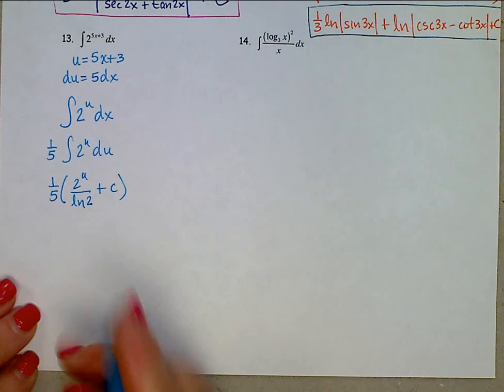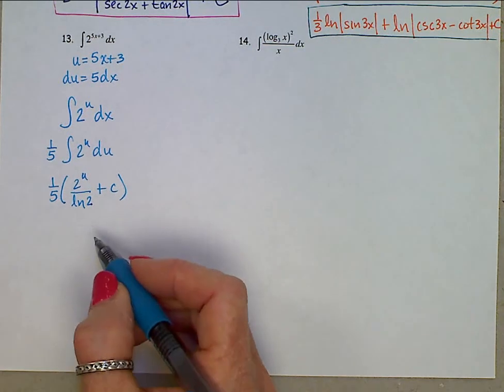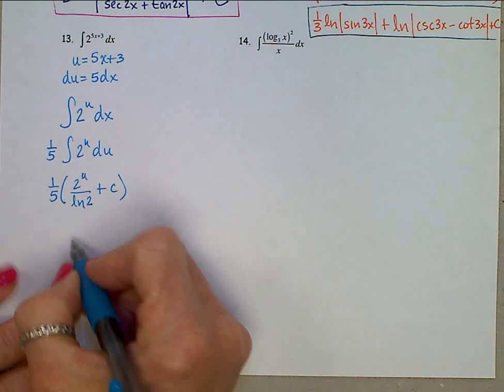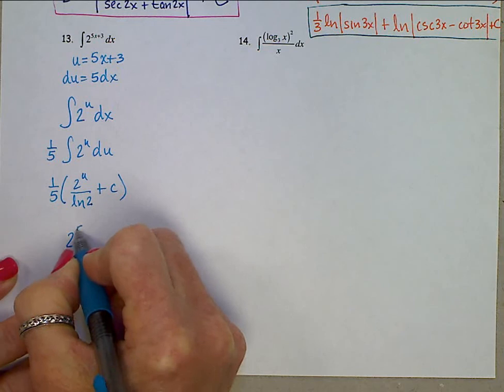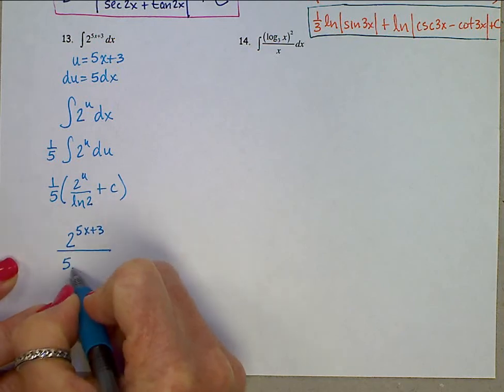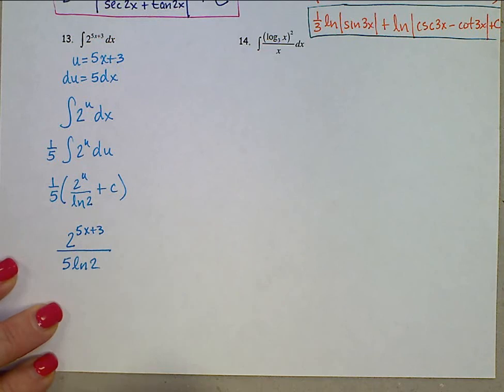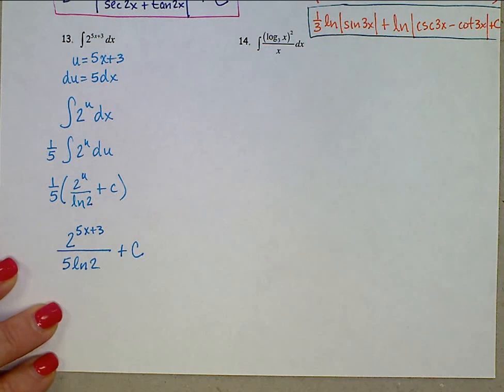Cleaning this up a bit. I'm going to change out that u as well. So this is 2 to the 5x plus 3 over 5 ln 2 plus, again, 1/5 times that c is just a different c. And that's it right there. You're done.